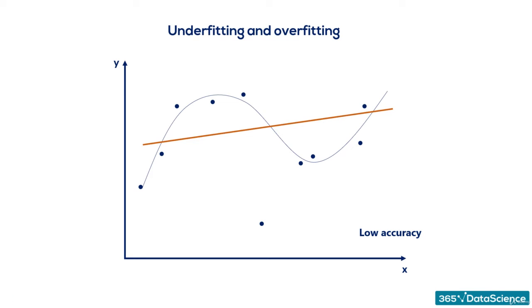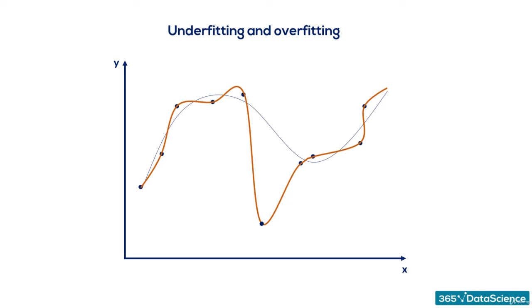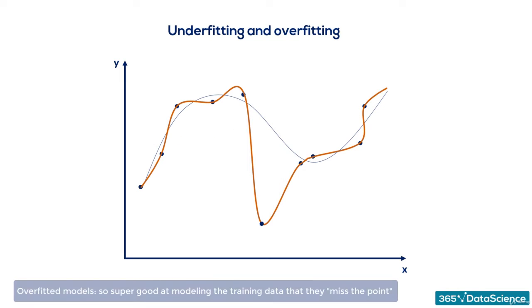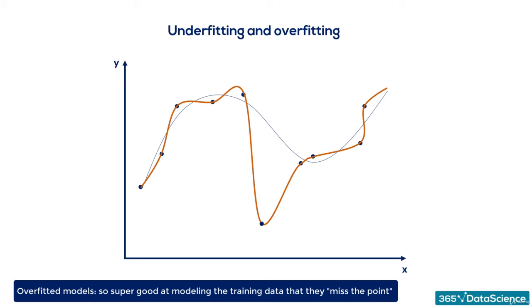Alright, let's check an overfitted model. Here it is. Now that you can see this picture, we can say overfitting refers to models that are so super good at modeling the data that they fit or at least come very near each observation. The problem is that the random noise is captured inside an overfitted model.